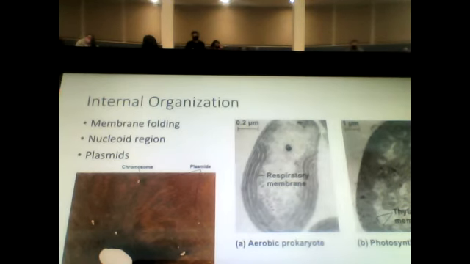In aerobic prokaryotic cells, aerobic meaning what? Using oxygen. They can have folds called respiratory membrane folds. This is similar to the folds in the mitochondria. Remember, your mitochondria has two membranes, and the inner membrane is all folded and has those cristae, and that's where respiration is happening. Same kind of thing. So it's similar to the inner membrane of the mitochondria.